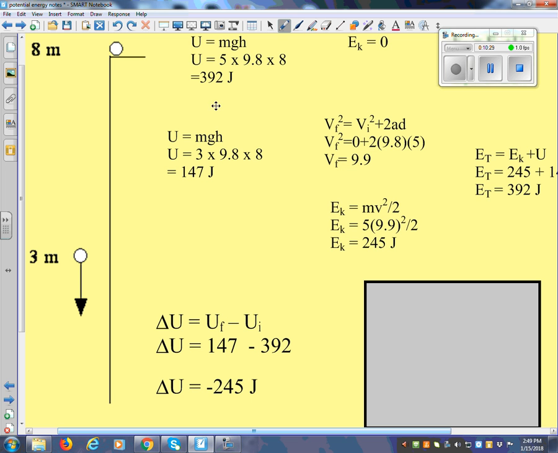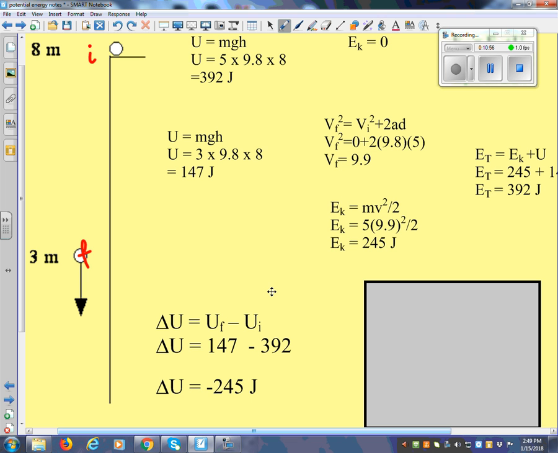147 minus 392, minus 245, right? I'm just showing you what's happening. I'm not asking you a question or to solve for anything. But how is the 147? That's the final, because it went from way up there, top, to down here, right? This is the final position, right here. We haven't landed yet. Final position, initial position, right?